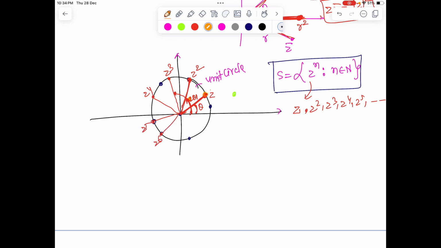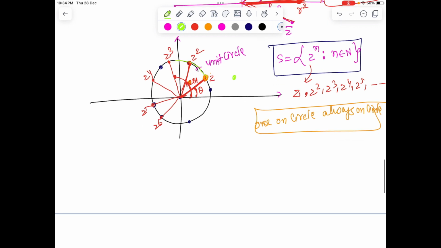So once you start on a circle, you'll always be on the circle. Okay, so once on the circle, always on the circle. So it's like a loop. You start on the circle and you can never go out or in. So you are caught in a trap here, right?